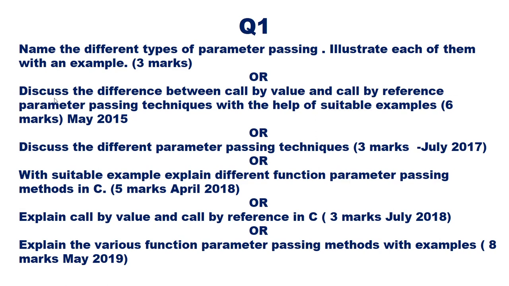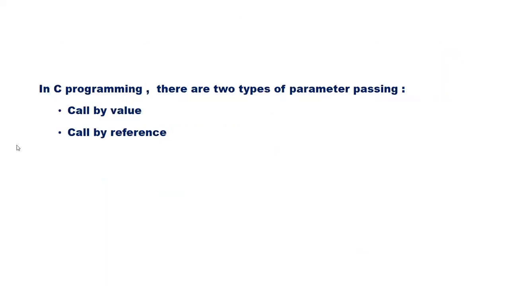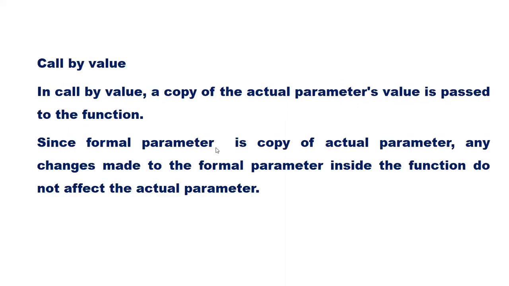It can be like this: discuss the difference between call by value and call by reference parameter passing techniques with the help of suitable examples, or discuss the different parameter passing techniques with suitable example, explain different function parameter passing methods in C, explain call by value and call by reference in C, explain the various function parameter passing methods with examples. The answer is, in C programming, there are two types of parameter passing, call by value and call by reference. Call by value.